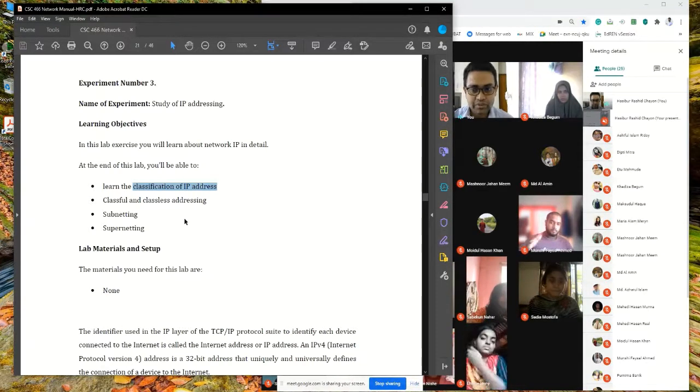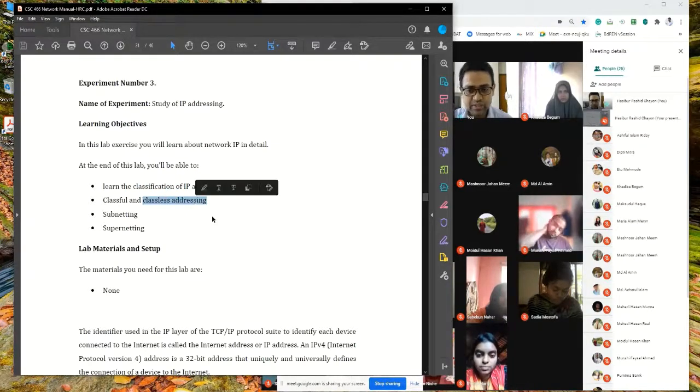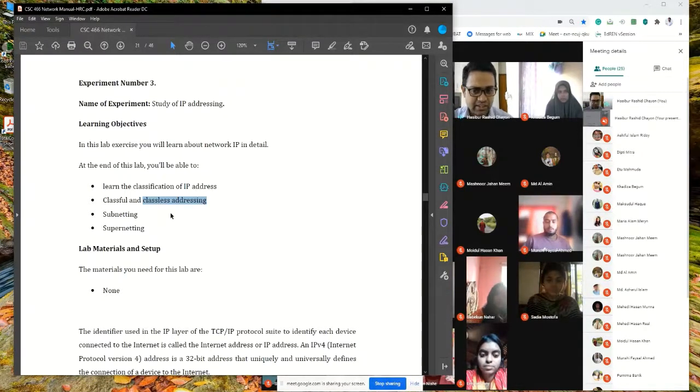And then we are going to discuss, of course, this is classful, that means the classification, and also another one which is called classless IP address. We are also going to discuss what is classless addressing, and another one is subnetting. Although we are not going to do supernetting, we are going to discuss subnetting. So these are the topics we are going to discuss in this experiment number 3.